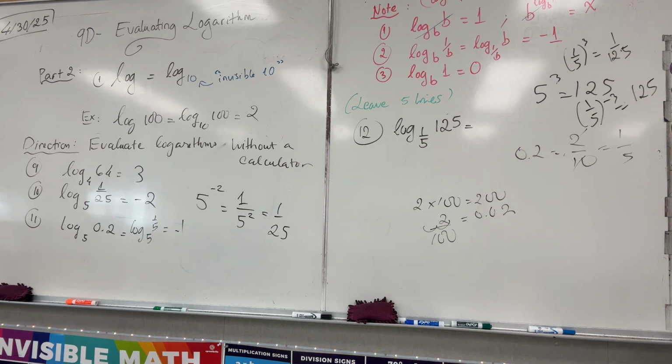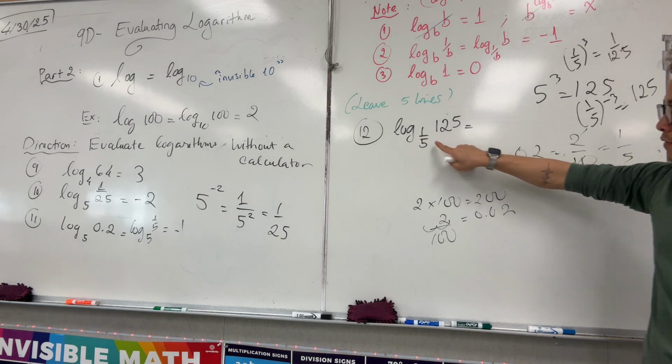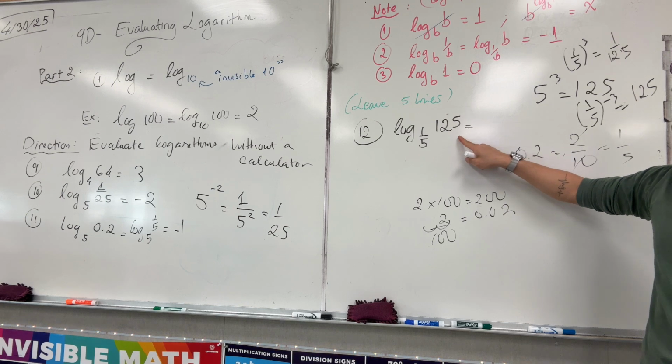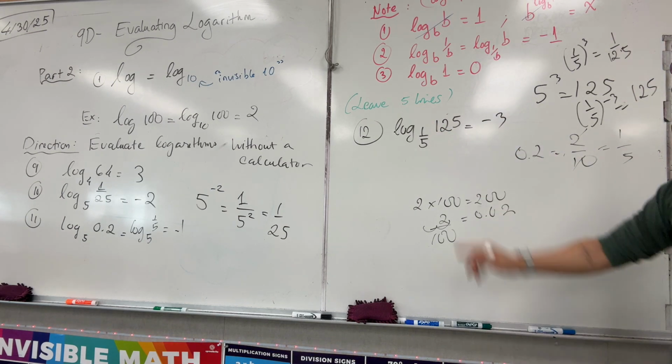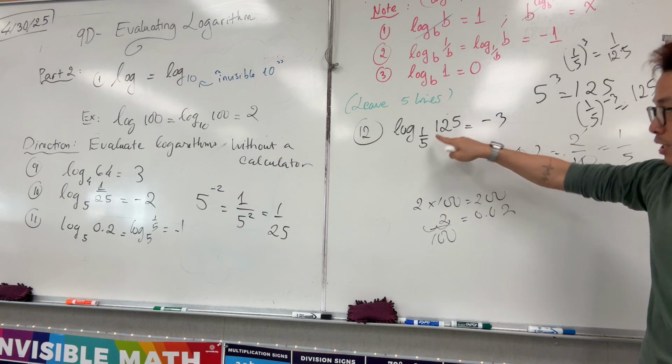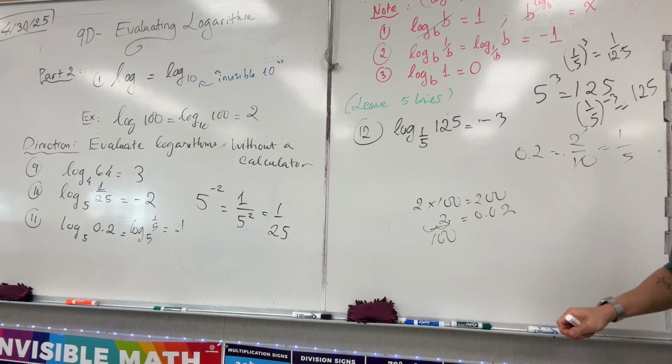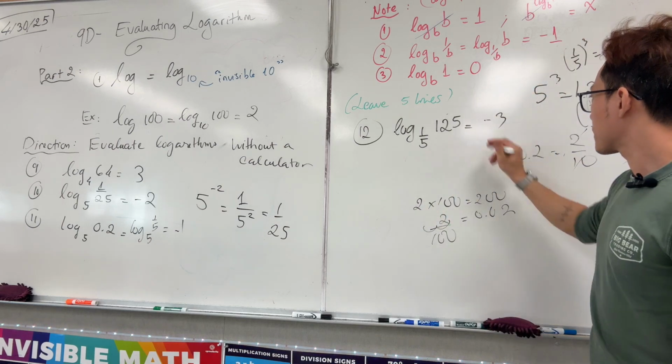The thing about negatives, we're going to put top to bottom or bottom to top. So now 5 cubed is 125, but it's not 5, it's 1 over 5. Then just put a negative, that's it. Okay?